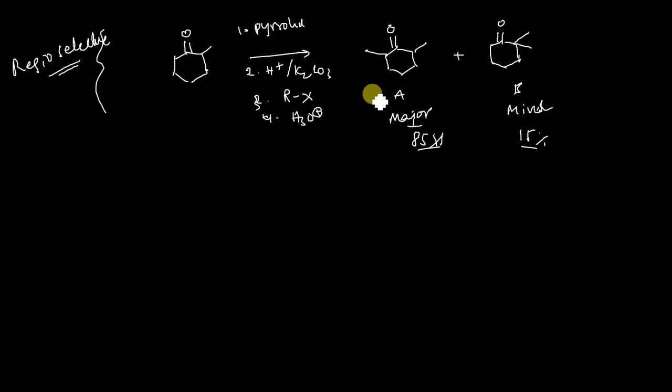regioselective reaction. When you compare with the earlier base-catalyzed reactions, you observe both the more substituted and less substituted alkylated or acylated products in a mixture, maybe equal or one major and one minor. But in this case, generally you will get only the less substituted alkylated product majorly. I'm explaining here 85%, but that depends on the substitution present at this position. You may get above 90% of this less substituted alkylated product. What is the reason behind this less substituted alkylated product?